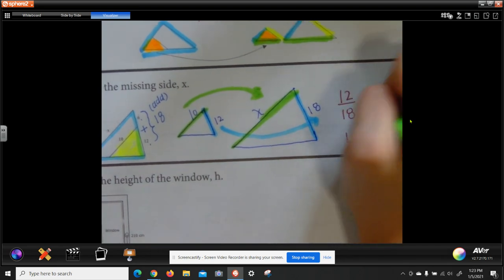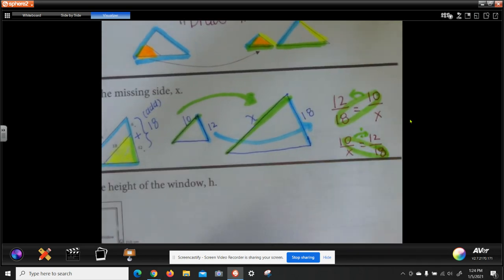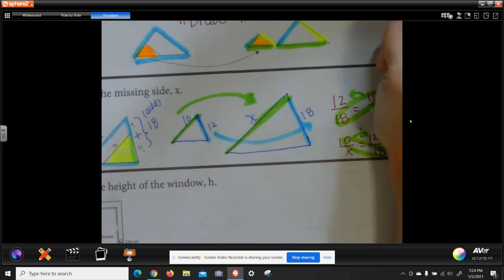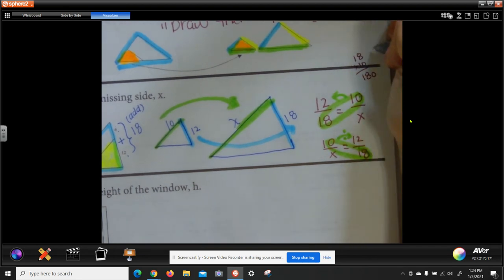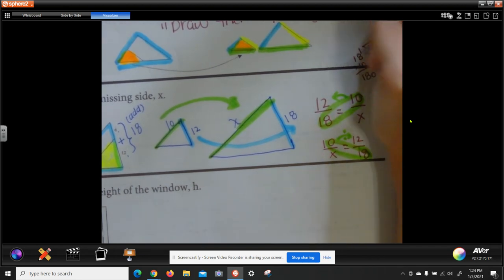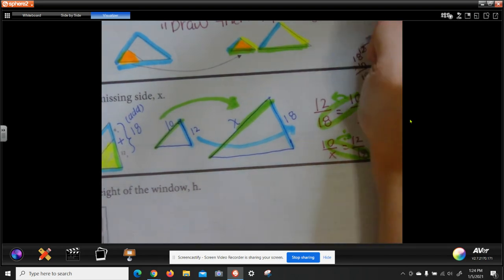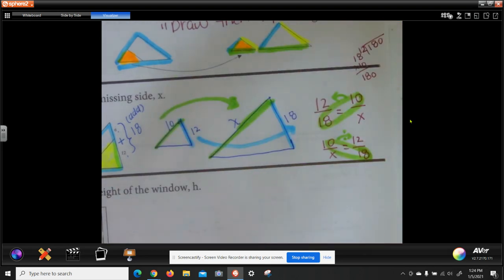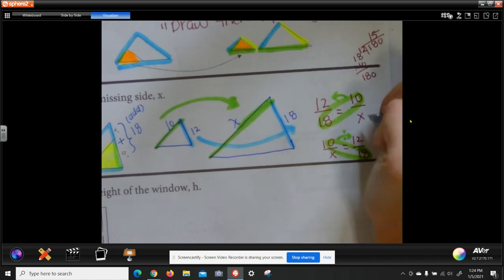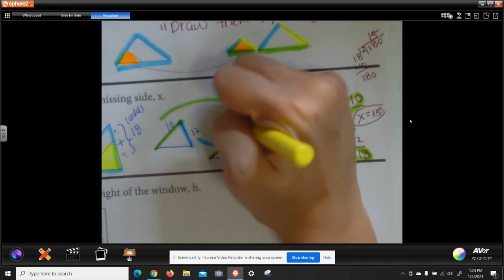Okay, so you're going to multiply the same numbers. Watch. You're going to multiply 18 times 10, and then divide it by 12. Okay, so I'm going to do it over here on the side. 18 times 10 is 180, and then 180 divided by 12 gives me 15. So the missing side, X, is 15. Okay, that's the missing side that they were looking for.